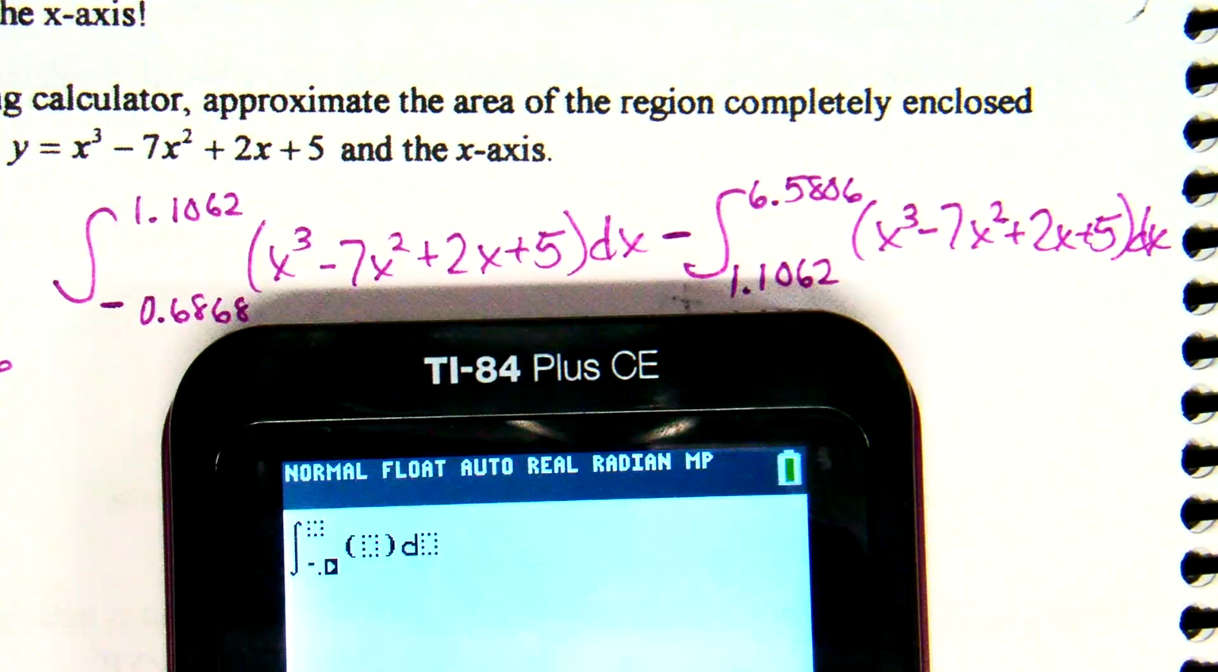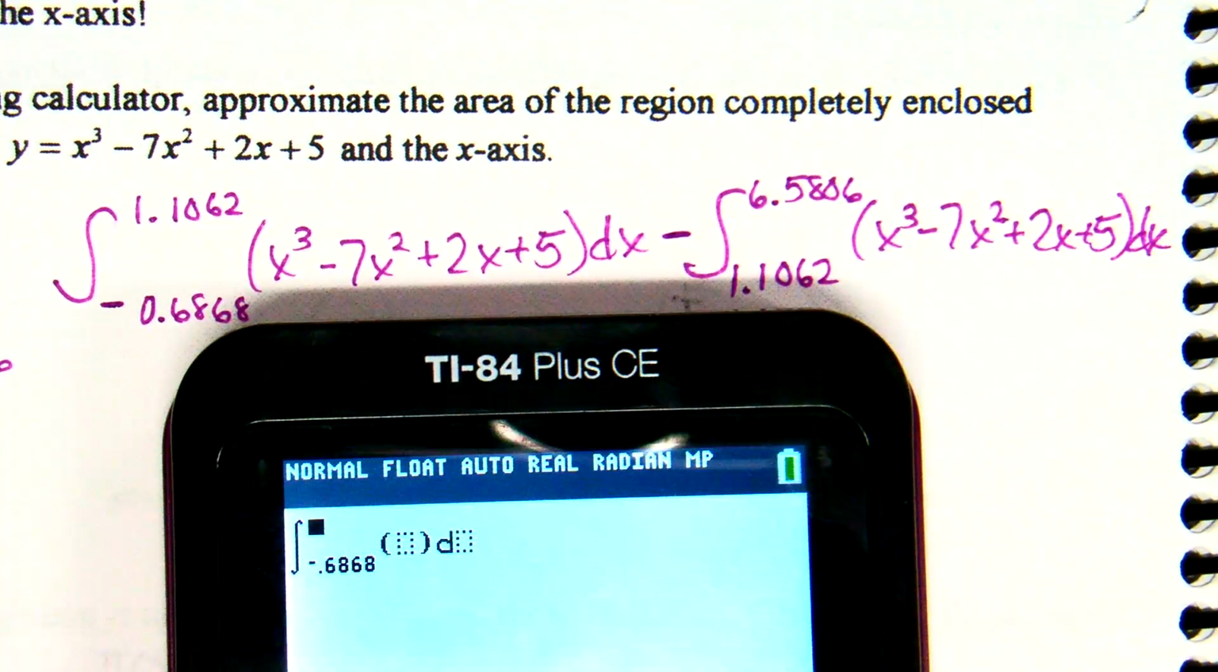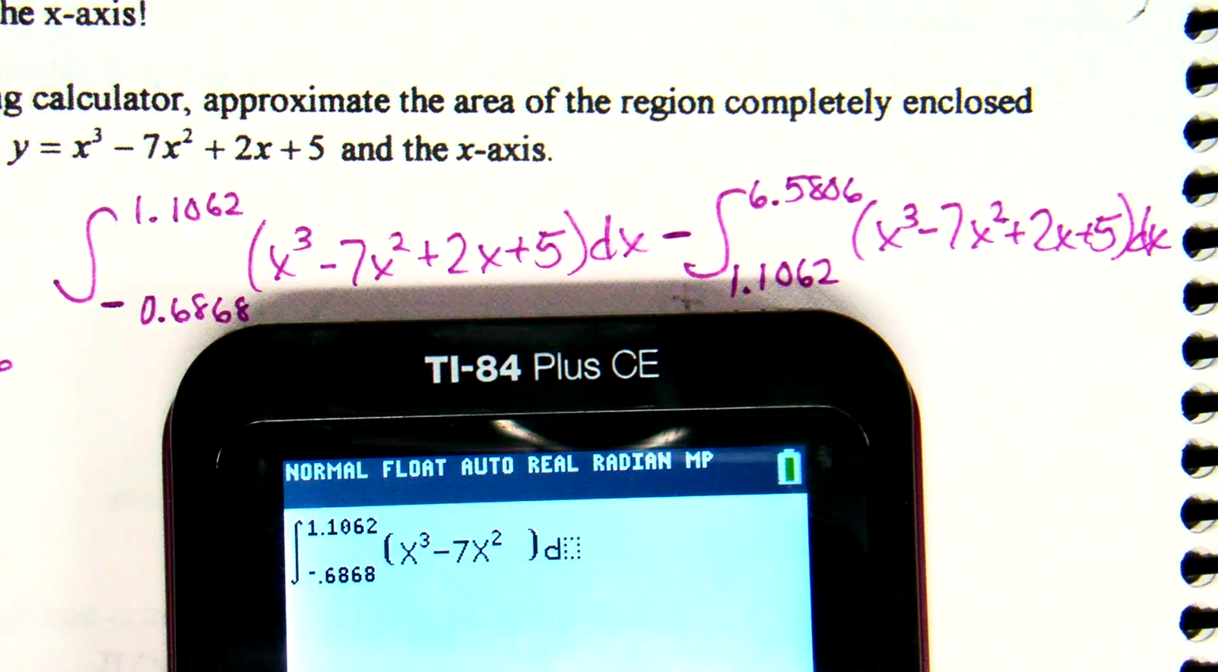So, negative 0.6868 to 1.1062. X to the third minus 7x squared plus 2x plus 5 dx. Now, you have options. Do you want to hit equals and find that value? Or do you want to go ahead and type in your second integral also?